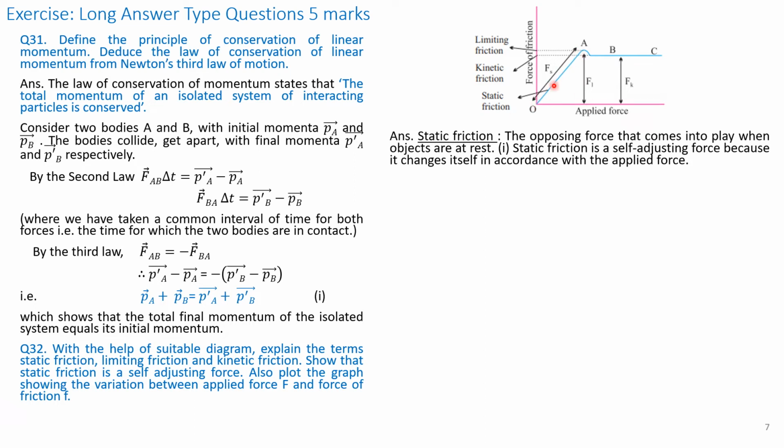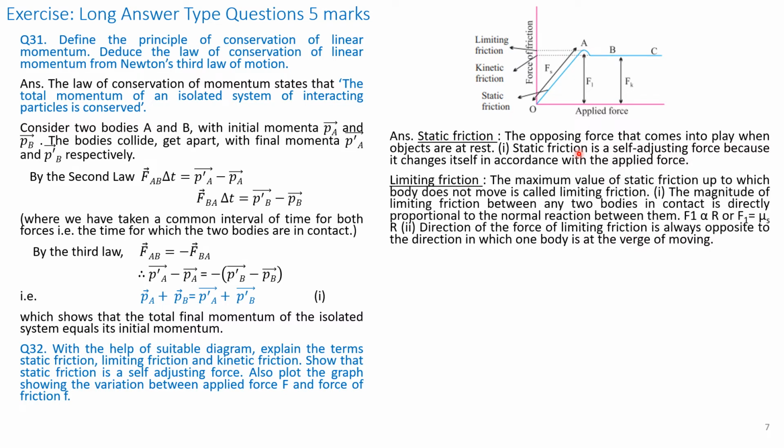O is the origin and A is the point. F_s is the static friction. It is a self-adjusting force. As the applied force increases, F_s gets adjusted and reaches point A. Limiting friction. The maximum value of static friction up to which the body does not move is called limiting friction. That is, point A is the limiting friction. Up to this point, the body does not move.